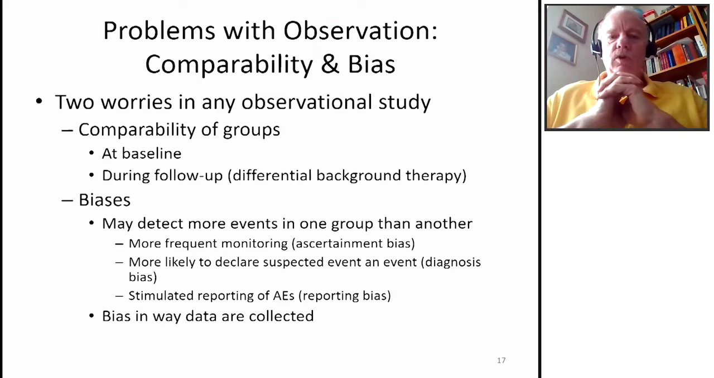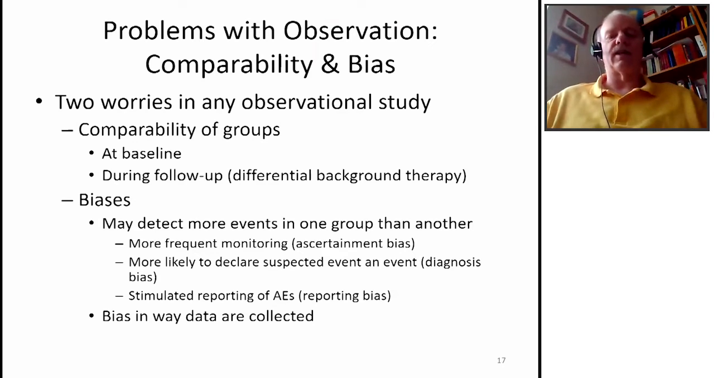There are worries in observational studies about comparability of the groups. At baseline, are these two groups similar with respect to other factors other than the thing that you're studying? And during the period you were following them, did they just receive differential background treatment that could also cause you to misinterpret what's going on?